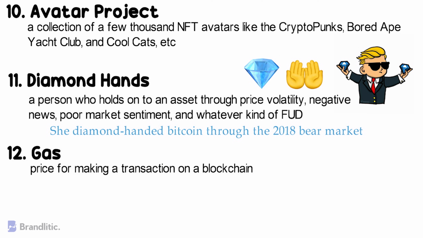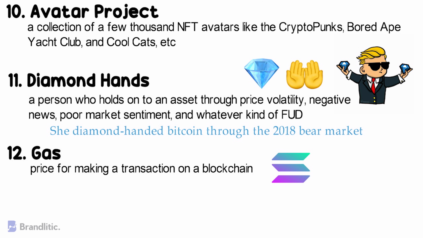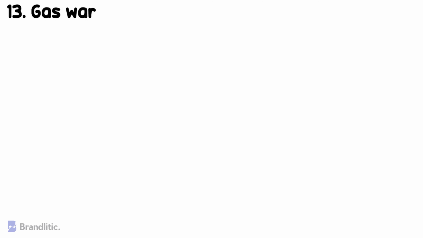When buying NFTs on a blockchain like Solana, gas is negligible. But on blockchains like Ethereum, a $50 gas fee is about the lowest that you can hope for. And it all depends on the activity of the network as well. Low activity means low fees, high activity means high fees, which leads me to the next term that you'll need to know. Number 13, gas war.